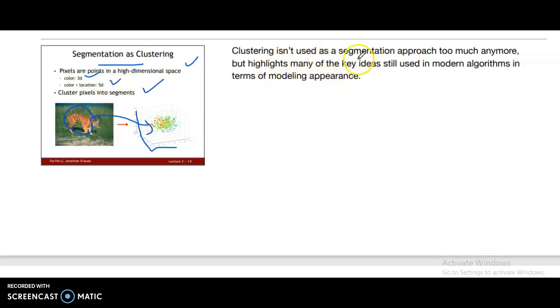Clustering is not used as a segmentation approach too much anymore, but highlights many of the key ideas still used in modern algorithms in terms of modeling appearances.